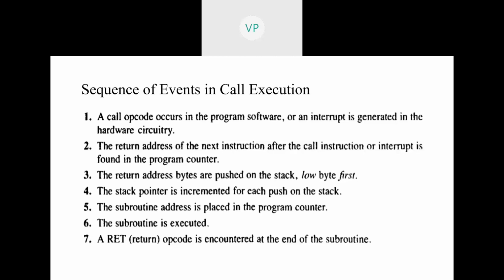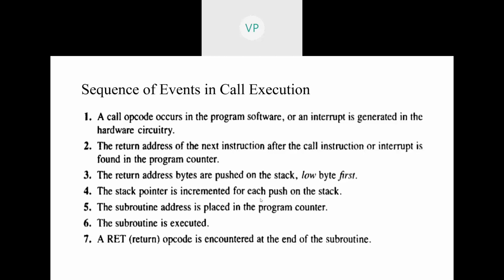And when the return opcode is encountered and executed, what will happen? Now the control has to come to the main program. Since the control has to come to the main program, the PC should have the address of the next instruction to be executed in the main program, so it will perform an operation on the stack and retrieve the return address, and the program counter will have the address of the instruction to be executed next in the main program. Everyone understood this one? This is the sequence of events which takes place.